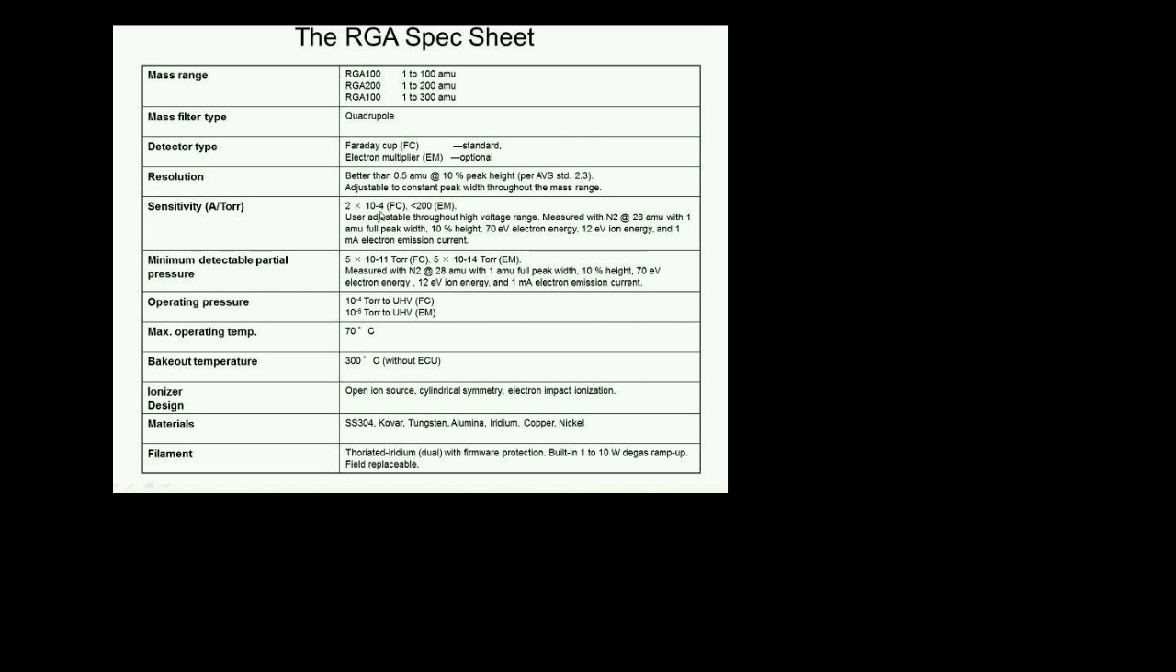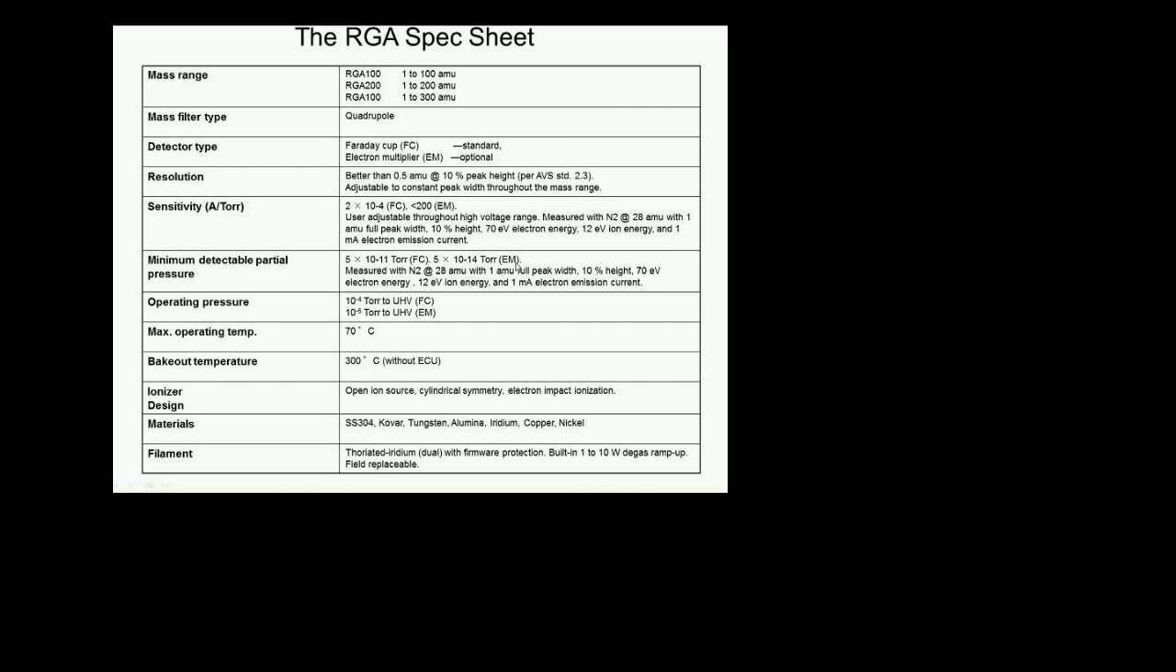amps per torr means that if I have a torr of nitrogen, I'm going to get 10 to the minus 4 amps of current. Of course, you're not going to have a torr because you can't operate there, but it says that if you're at 10 to the minus 5 torr of nitrogen in your vacuum system, your peak is going to be 2 times 10 to the minus 9 amps in amplitude, so 2 nanoamps. Minimum detectable partial pressure, we talked about this. With the Faraday cup, in this case, is 5 times 10 to the minus 11 torr.